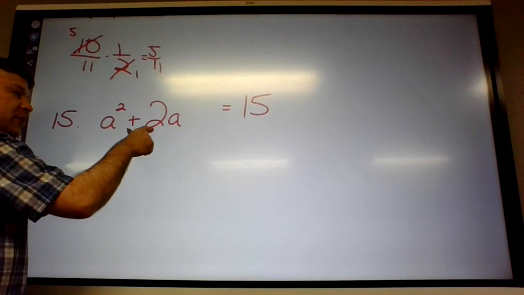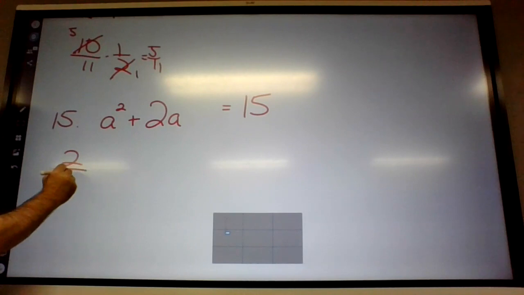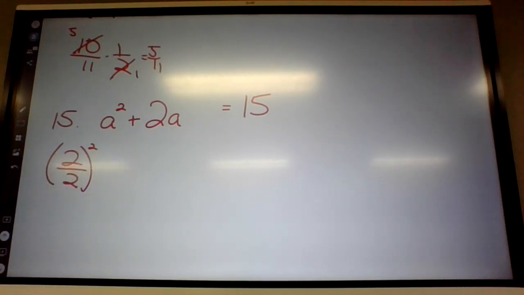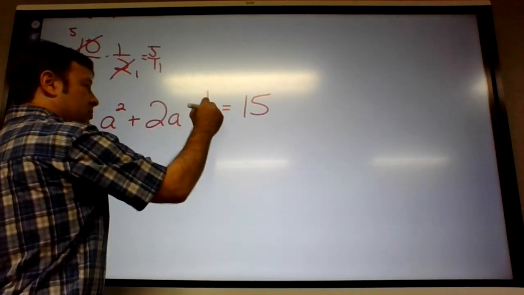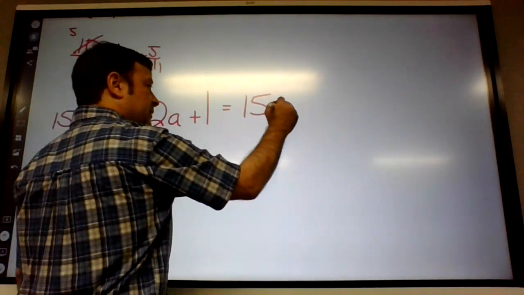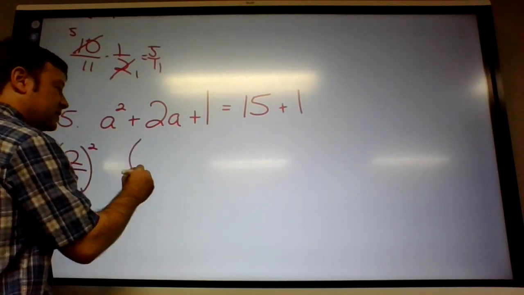All right, so we're going to start with what we did on 1 through 14. We're going to take the number in front of the a term, divide it by 2, and square it. So 2 divided by 2 is 1. 1 squared, 1 times 1 is 1. But if you add 1 to the left side to keep it equal, you have to add 1 to the right side. Okay, why did we do that? Because the left side is now a perfect square. It's going to factor perfectly.